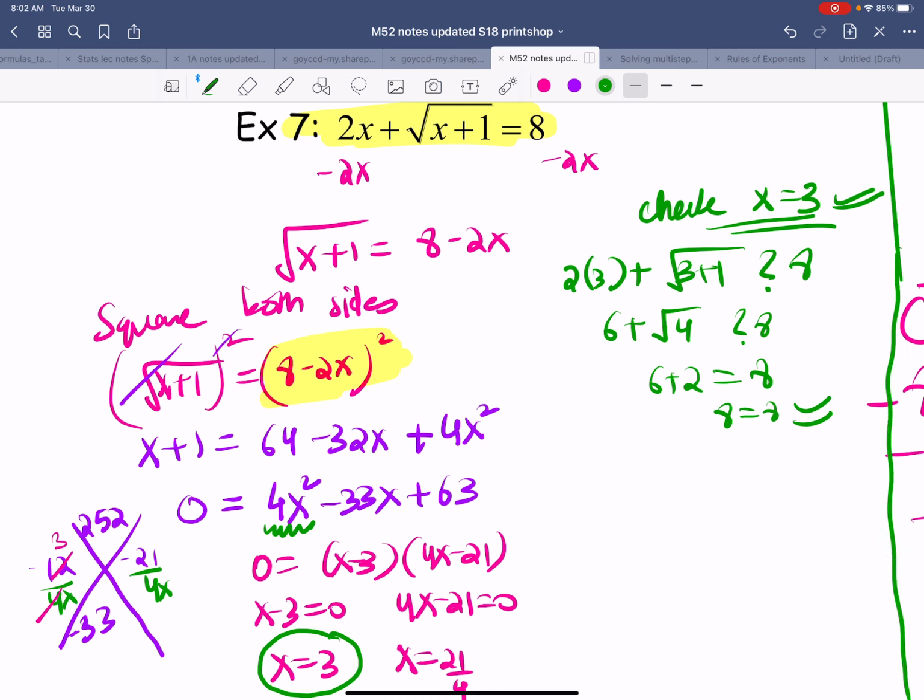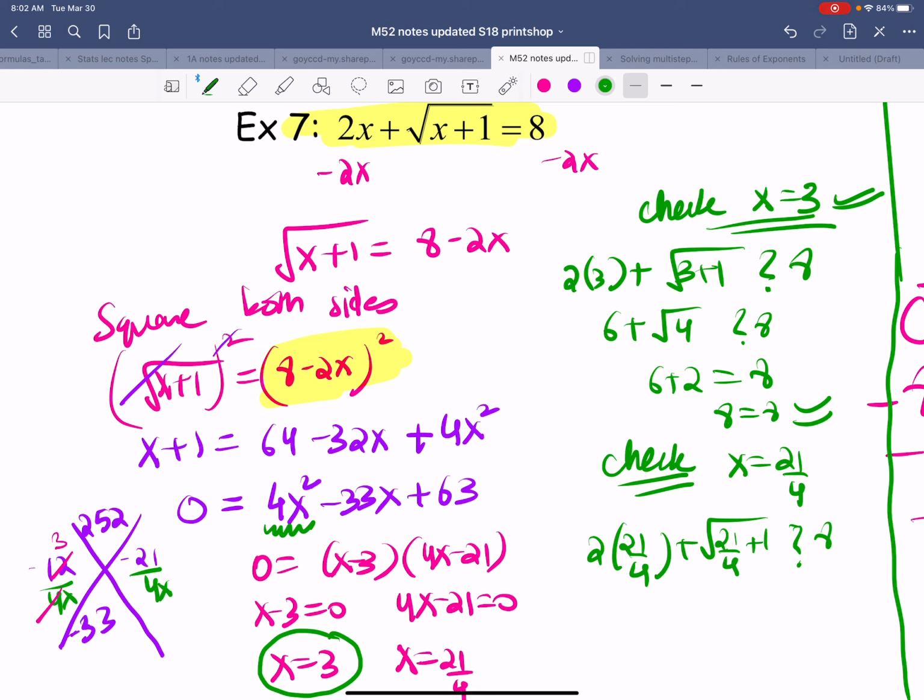Now let's check the next one as well. Next one is x equals 21 over 4. Again, plug into the original equation. Let me write it exactly. 2 times 21 over 4 plus square root of 21 over 4 plus 1, is that equal to 8? This is going to leave me with 21 over 2 plus square root of 25 over 4, is that equal to 8?